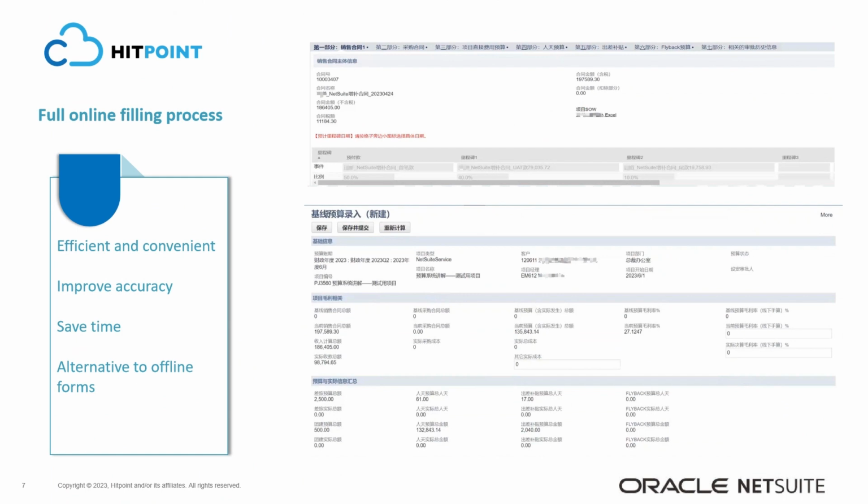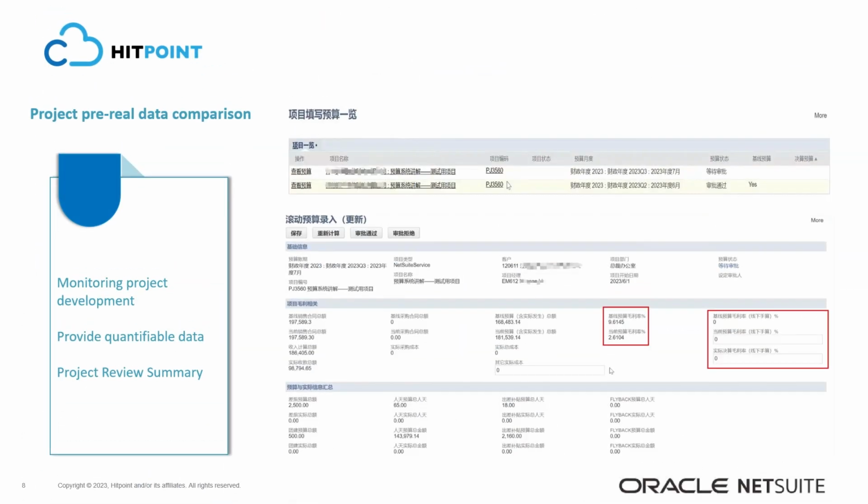Among them, the fully online filling process is very efficient and convenient, improving the accuracy of data aggregation and saving manual processing time. It completely replaces offline forms or email forms. For example, in our baseline entry screen, after we enter various information such as revenue, costs, and human day allowances, the system will calculate and automatically summarize the project gross profit and related budget and actual information.